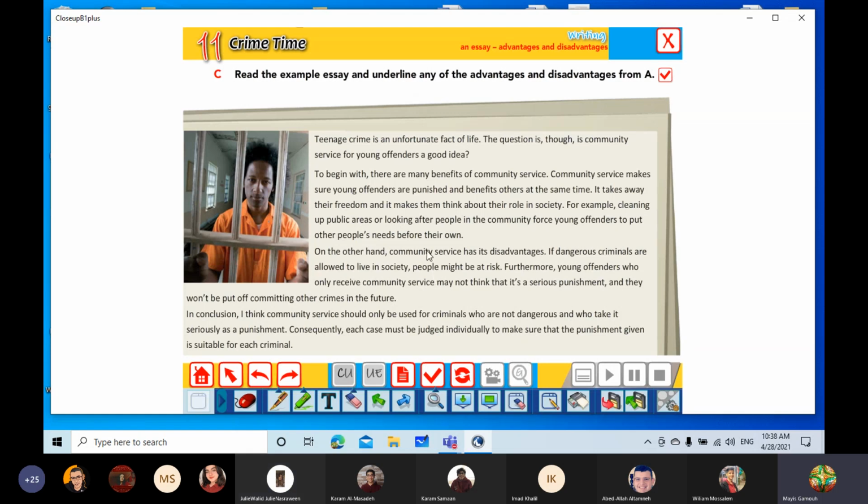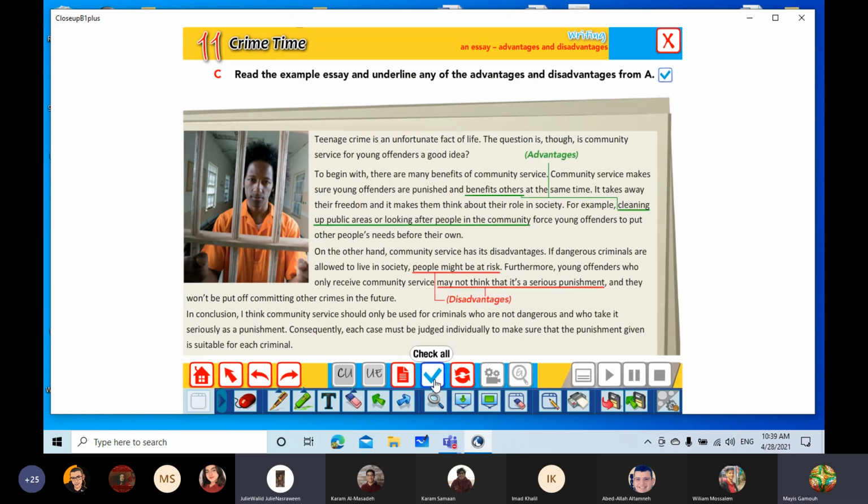Thank you, dear. Can you give me one disadvantage from the third paragraph? I think it's if dangerous criminals are allowed to live in society, people might be at risk. Yes. And can you provide me with an example? They may not think that it's a serious punishment, and they won't be put off committing other crimes.